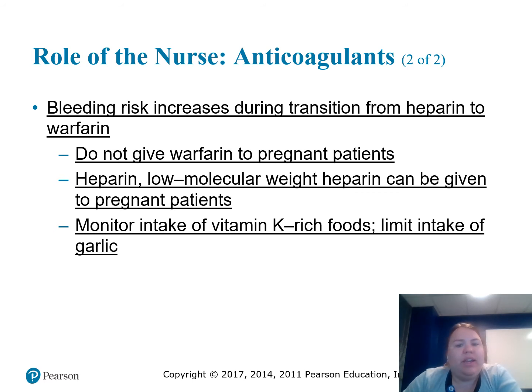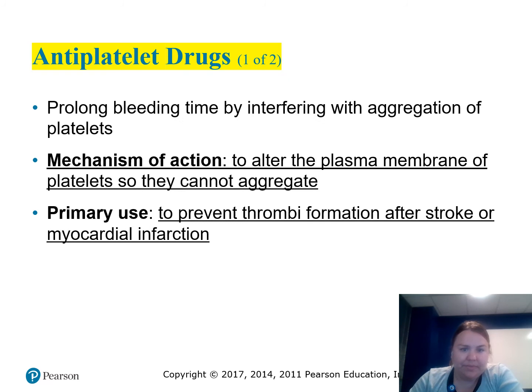If they're having a transition from heparin to warfarin, there's an increased risk of bleeding. Don't give warfarin to pregnant patients. You can give low molecular weight heparin to pregnant patients. You're going to want to monitor their intake of vitamin K rich foods such as green leafy vegetables. Limit their intake of garlic as well if they're on anticoagulants. And then we have antiplatelets.